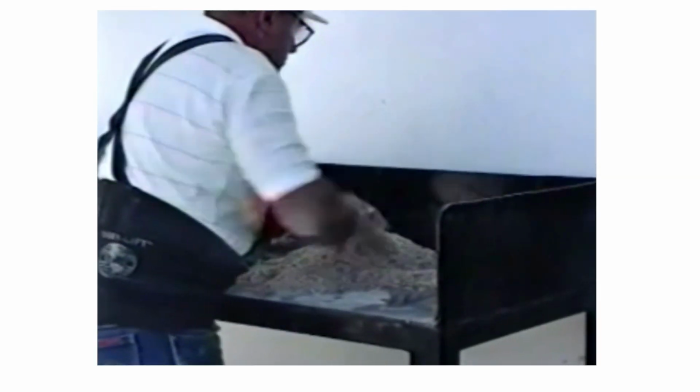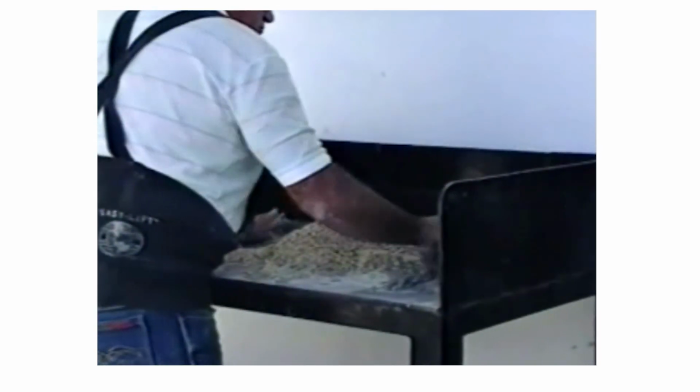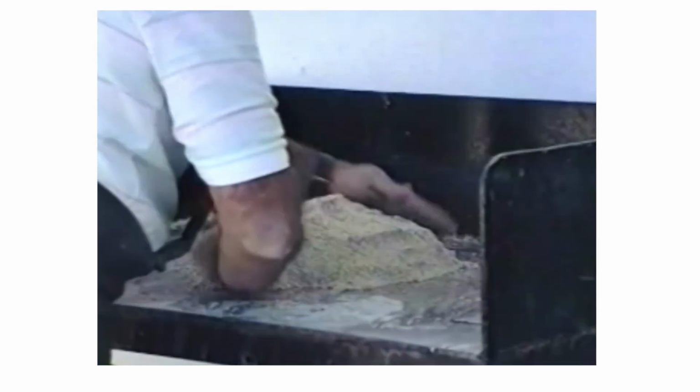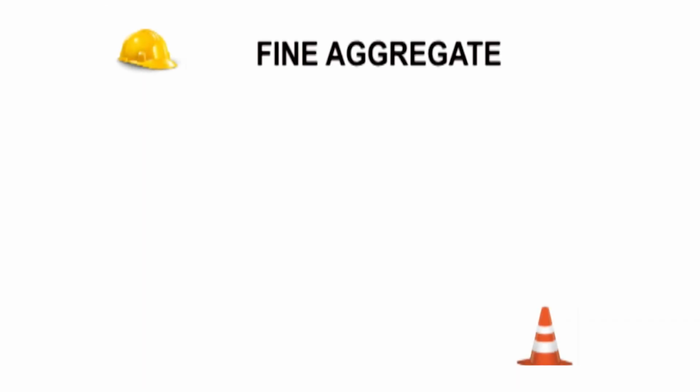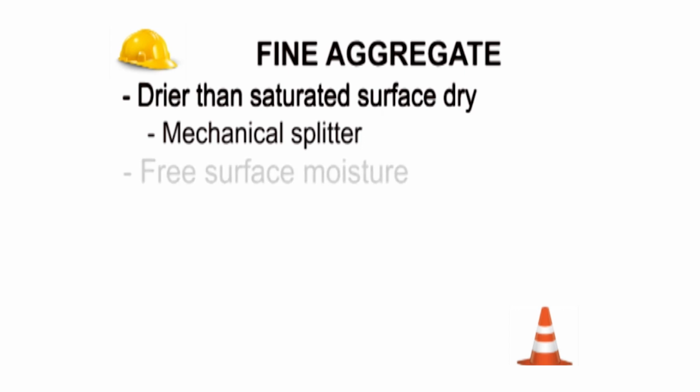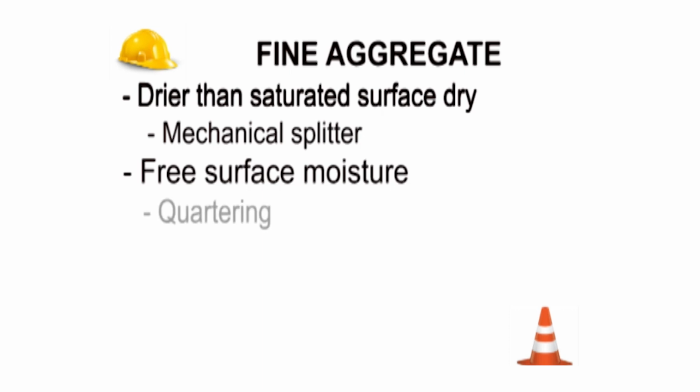For fine aggregate, there are specific requirements determined by the moisture content. As a rule of thumb, if the fine aggregate will retain its shape when you mold it in your hand, you may consider it wetter than saturated surface dry. Samples of fine aggregate that are drier than saturated surface dry may be reduced with a mechanical splitter using Method A. Samples of fine aggregate that have free surface moisture may be reduced by quartering using Method B.